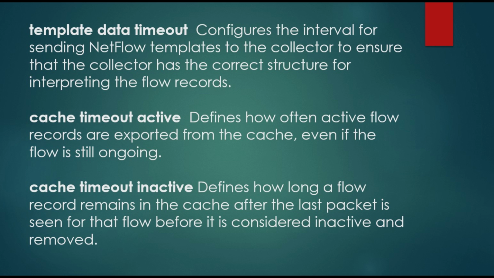Now, the cache timeout active setting specifies the duration for which active flow records are maintained in the cache before they're exported to the NetFlow collector. That's on our P&M sensor. An active flow is one that's currently being monitored, such as ongoing communication sessions between two devices. The cache timeout setting ensures that even if the flow is still active, its details are periodically exported to provide as close to real-time visibility into the network traffic patterns as we can get.